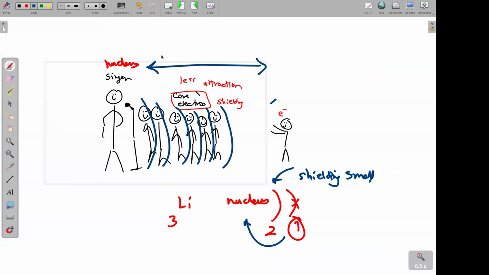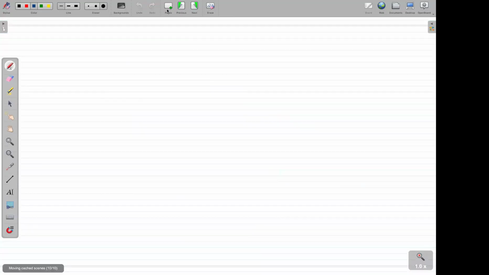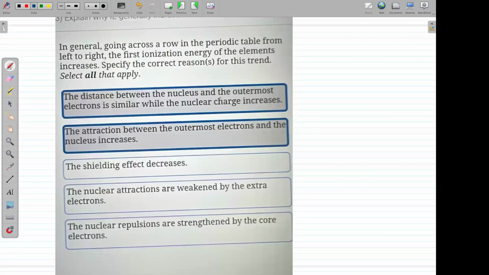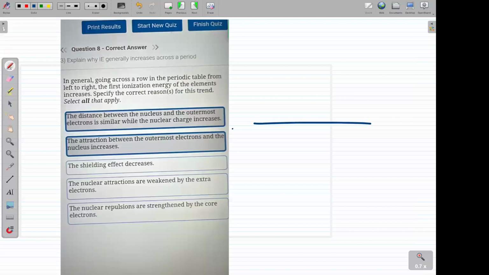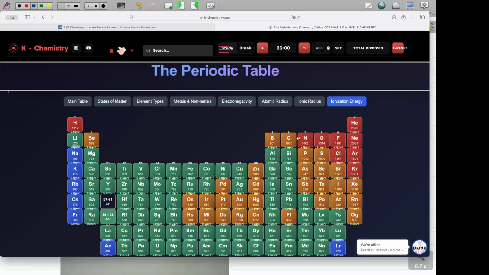The next question is question number 8. Why does the ionization energy increase across the period? Across the period, the case is different. There is no shielding difference. So if I asked you to compare between carbon and nitrogen, these two, there is no difference in shielding.